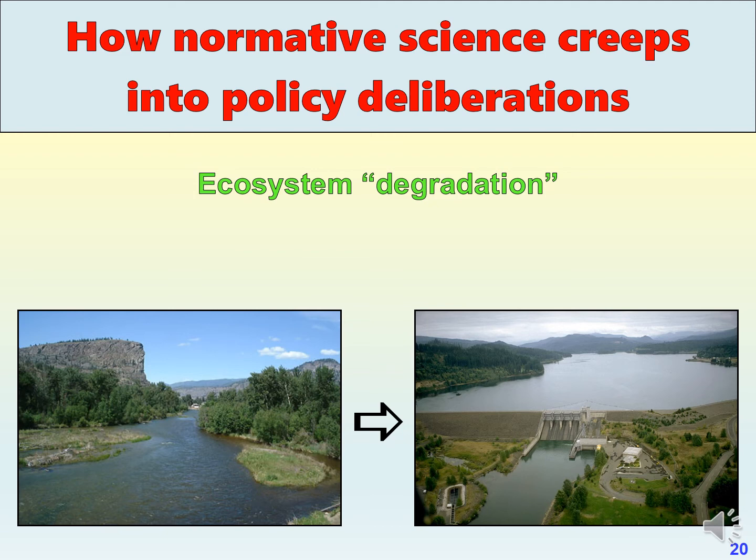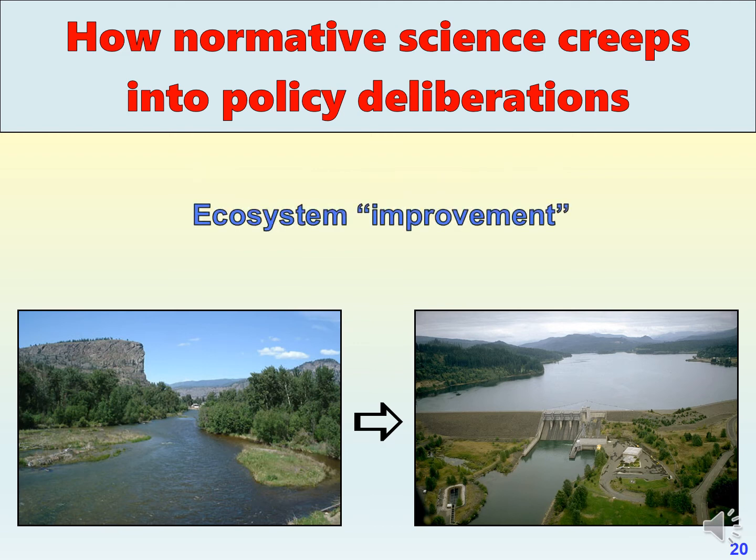Or you could take the exact same information, no change in the information, and call it ecosystem improvement. Because after all, on the condition on the right, you'll have water in August, and those folks that want that water will be happy as a clam. Yeah, you'll lose salmon runs on the left, but you could argue that's the cost of doing business. All legitimate questions, but they're policy questions, not science. So the exact same science could be described as either ecosystem improvement or ecosystem degradation.